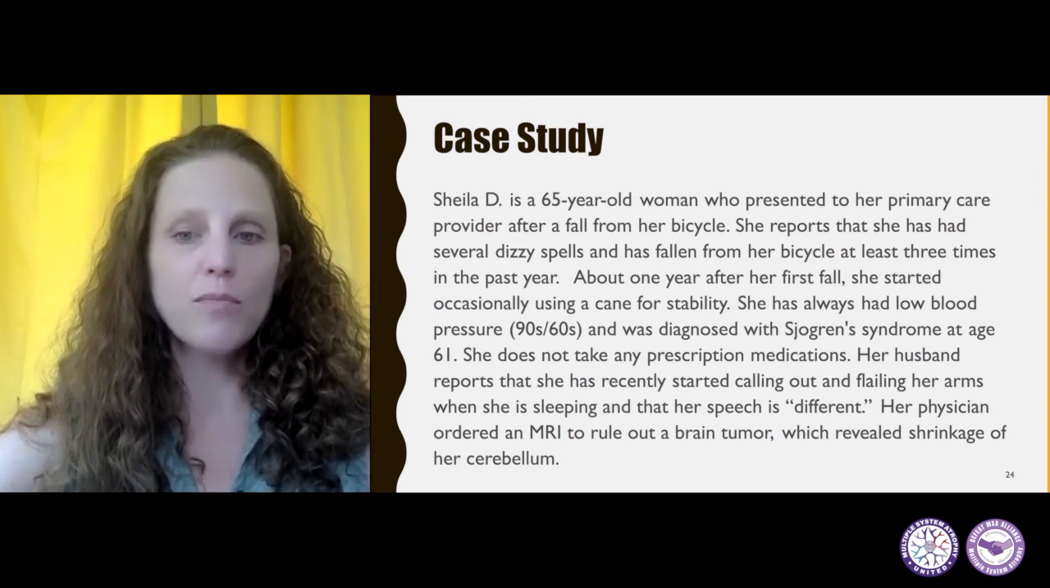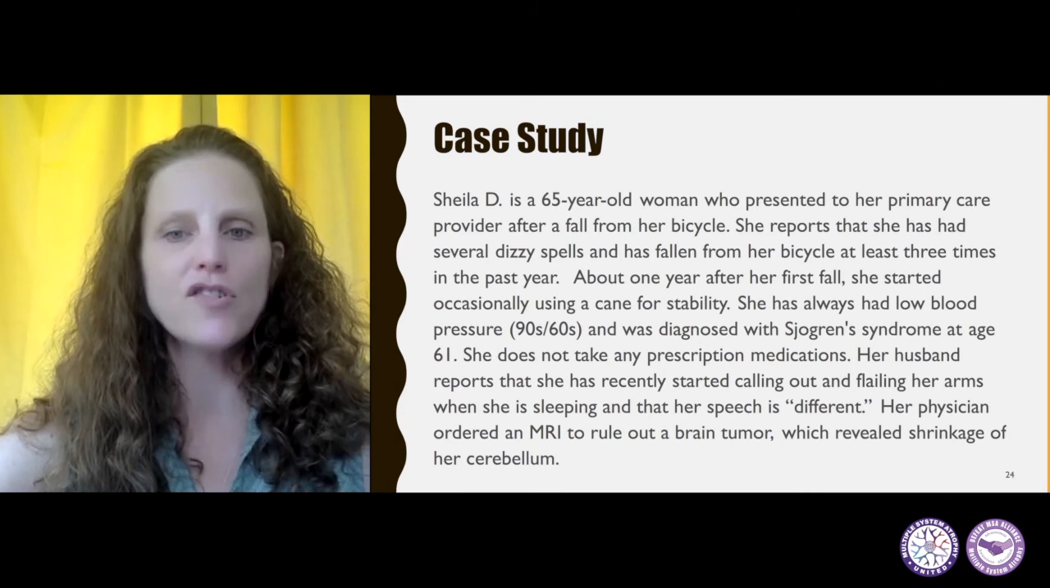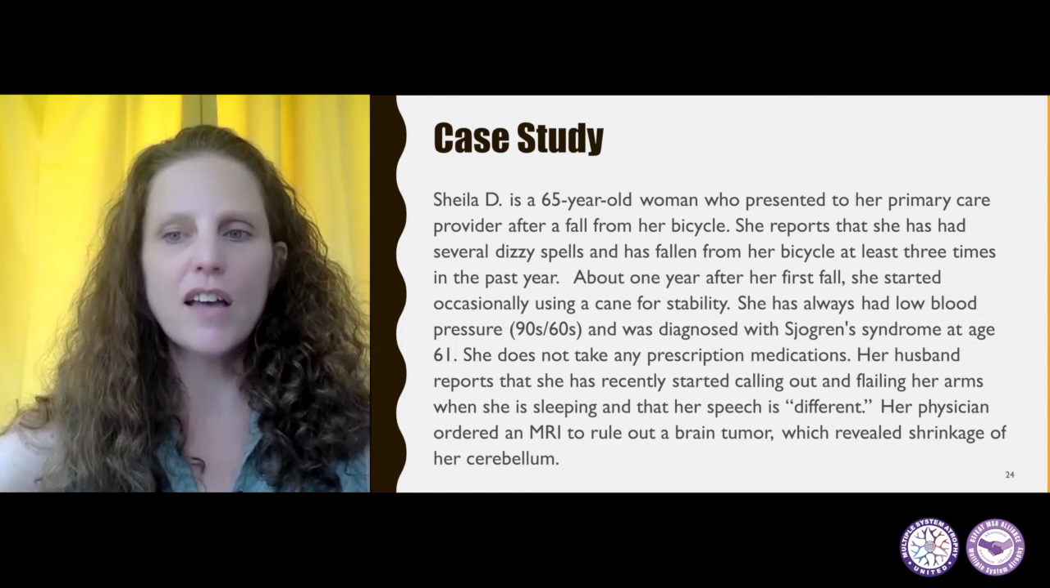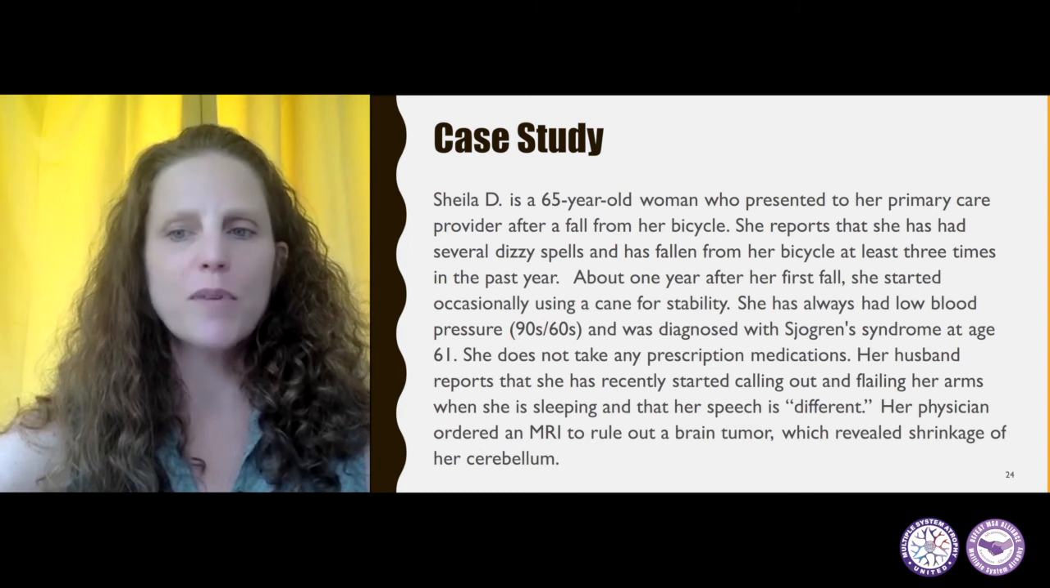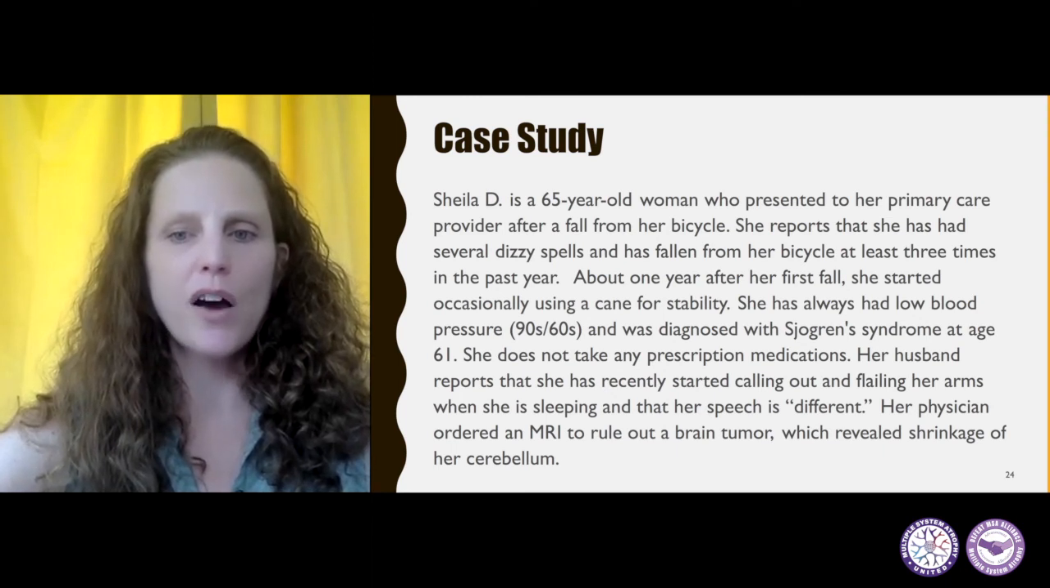She's always had low blood pressure, 90s over 60s, and was diagnosed with Sjogren's syndrome at age 61. She does not currently take any prescribed medications, and her husband reports that she has recently started calling out and flailing her arms when she's sleeping, and that her speech has become, quote, different, unquote. Her physician ordered an MRI to rule out a brain tumor, which revealed shrinkage of her cerebellum.